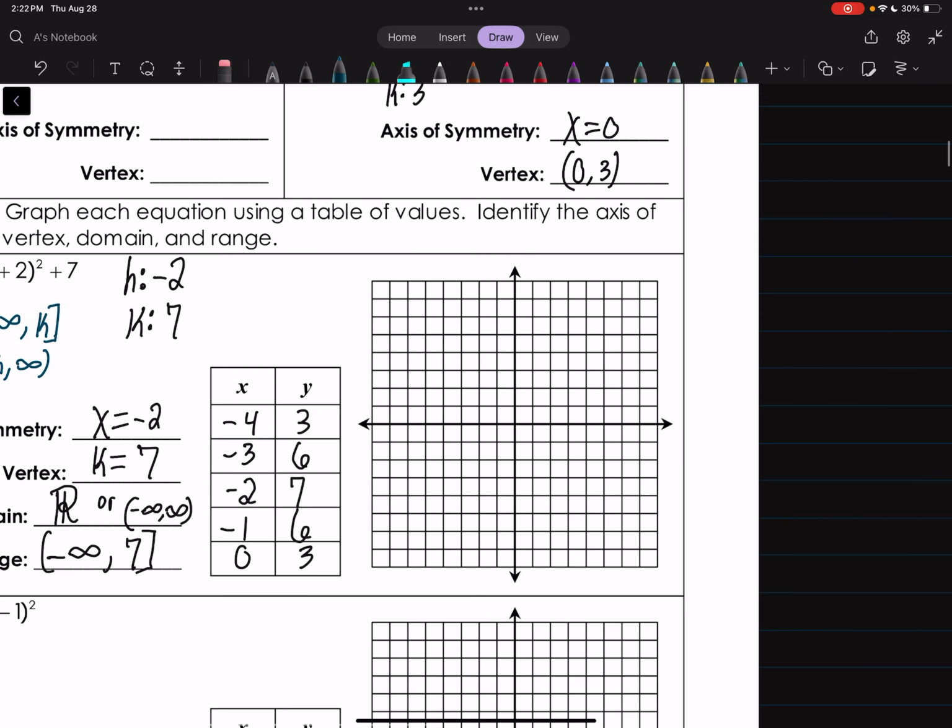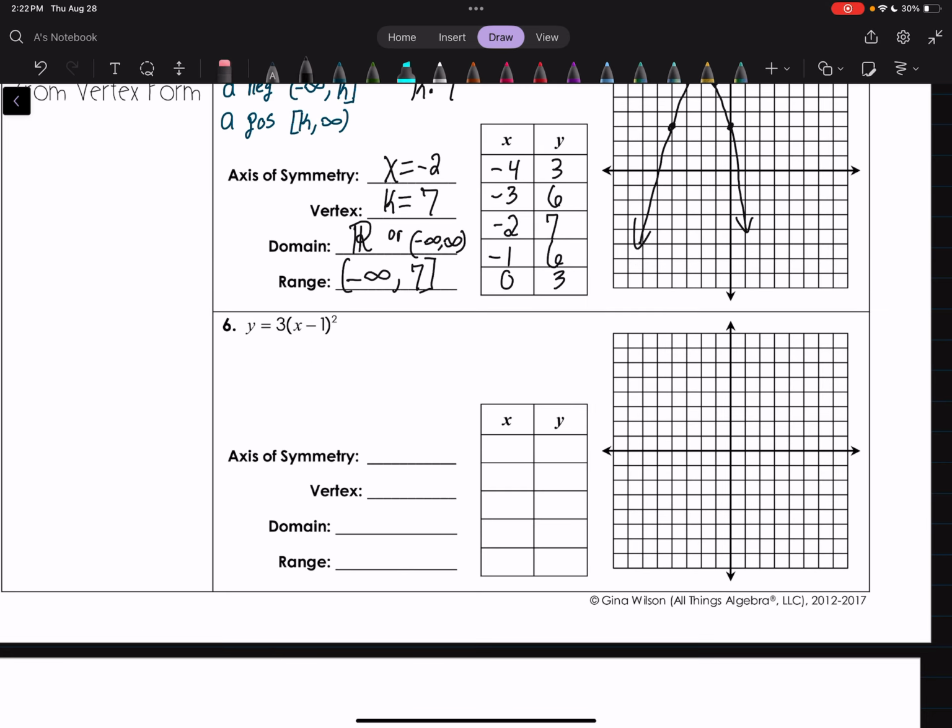Now I can graph this. Negative 2, 7, negative 1, 6, 0, 3, and the same thing on the other side of my axis of symmetry. Here is a rough picture of my graph. You can type it in Desmos, or you can call this good enough.